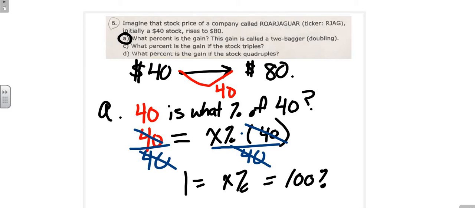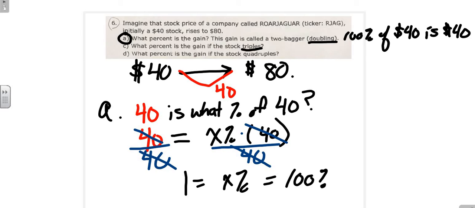So if it doubles, it's gaining 100% because 100% of $40 is $40. So if the stock triples, technically what you gain is 200%. And if the stock quadruples, what you gain is 300%.